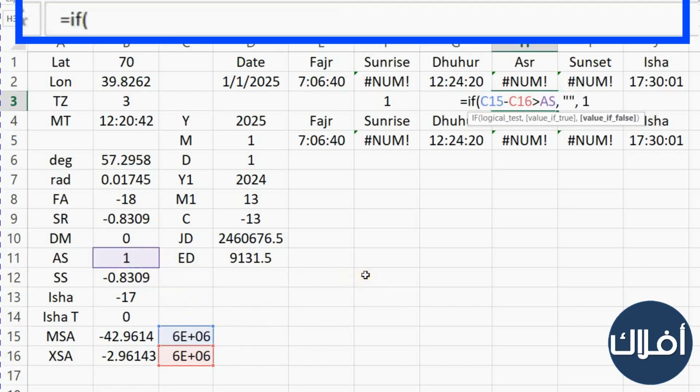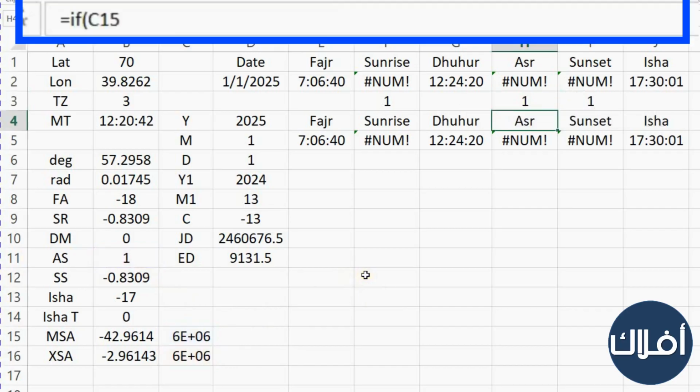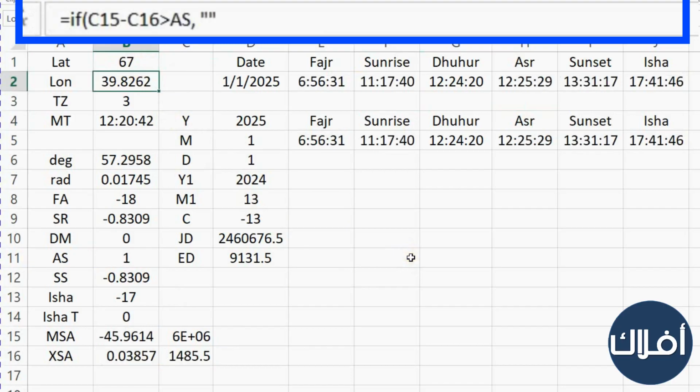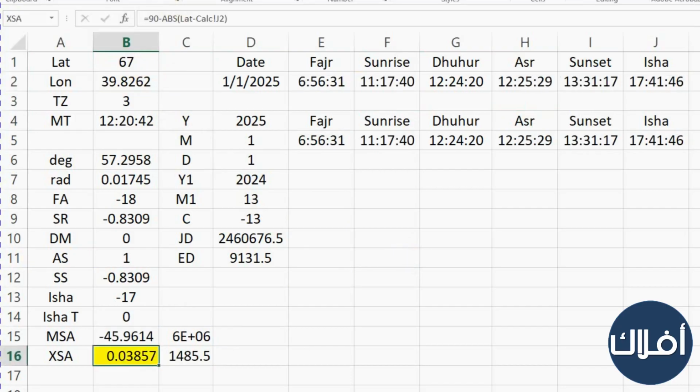Otherwise, we'll put 1 to indicate it's a special case. But there is a note here. If we set the latitude to 67, for example, we see that Asr prayer time is a normal case. But we also know that the maximum altitude of the sun is approximately 0.04 degrees. And we know that noon prayer time is 12:24:20 and the Asr time is 12:25:29, which means there is a difference of 1 minute, which is not enough for Dhuhr time.